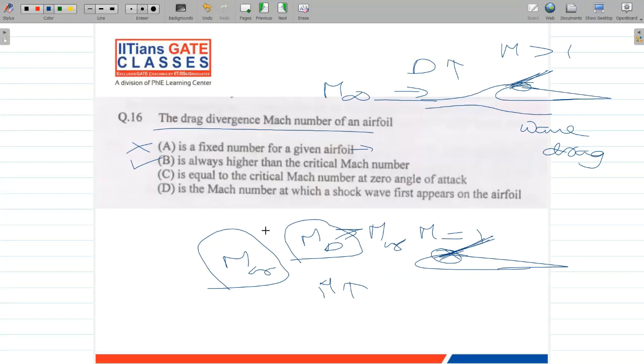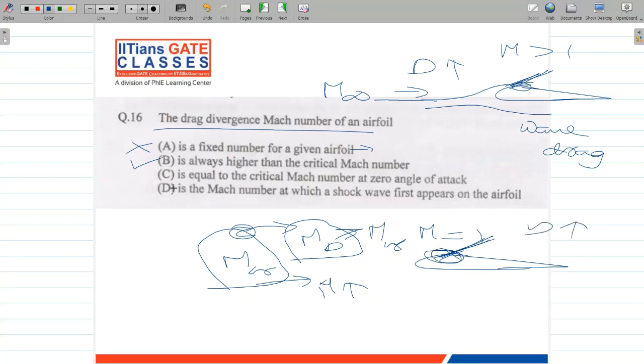So strong shocks come after the first onset of sonic velocity on your airfoil. That is why you would need to definitely increase your Mach number to a value higher than your critical Mach number to see strong shocks being formed. Else, the shocks may not be that strong, and then your drag may not increase that rapidly.